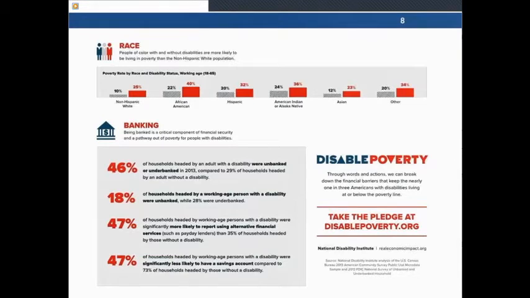So we're sharing some of this today. We're not going to be doing a deep dive into financial empowerment. We'll have a discussion on that issue in the near future through this TA Center. But we just wanted to present this information. NDI has done a nice job, again, pulling it together into this infographic, and it fits very well with the discussion on disability and poverty.